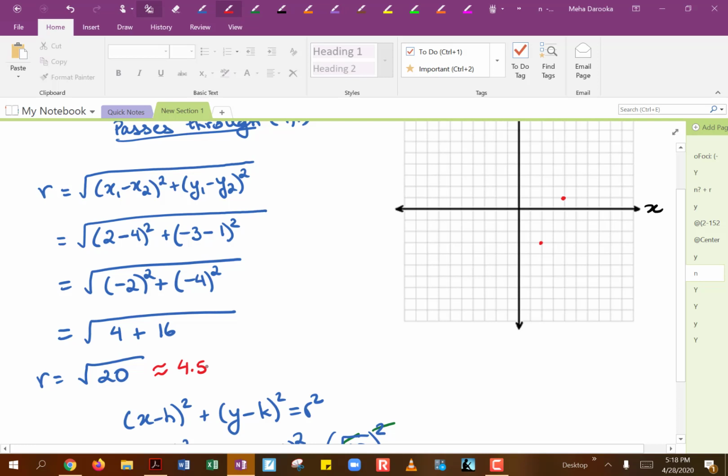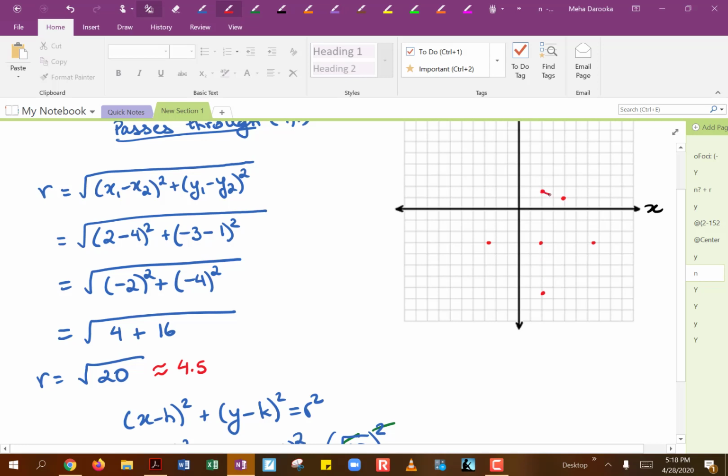Okay, so let's see what kind of graph we get from this. Remember, this is our center. From the center, we are going 4.5 units in each direction. So that's 1, 2, 3, 4, 4.5 in each direction.